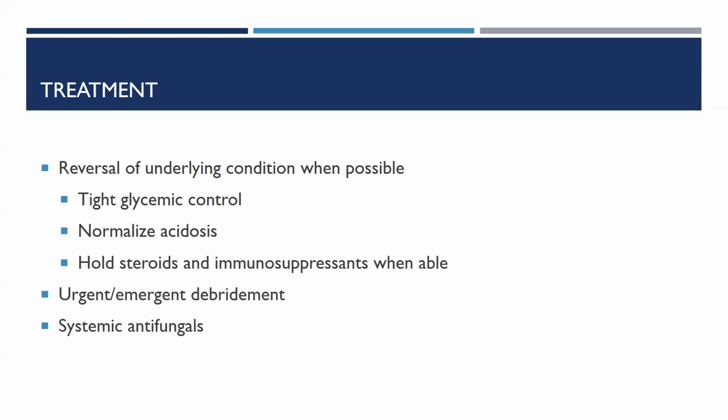And then obviously treatment. We've got to reverse that underlying condition. So tight glycemic control, normalize their acidosis, hold their immunosuppressants if able. I mean, a lot of people die from this. So it's sort of do or die.